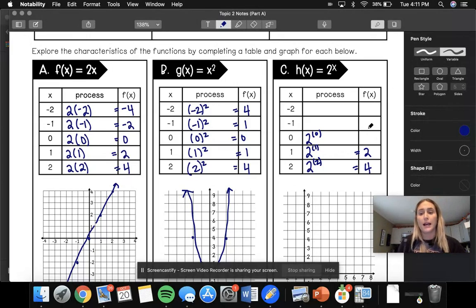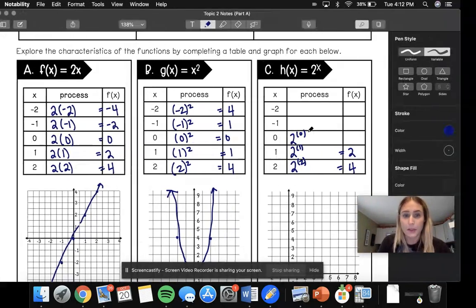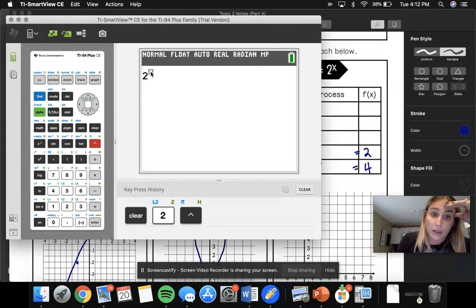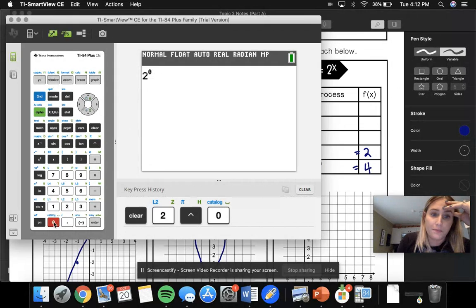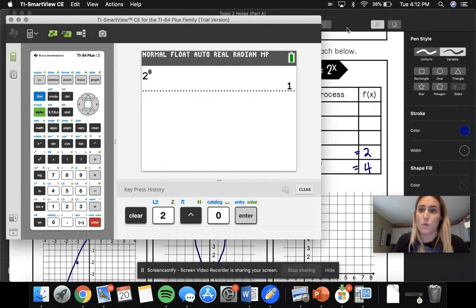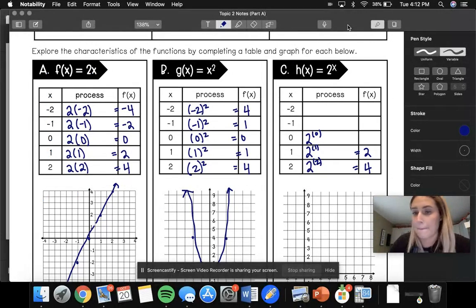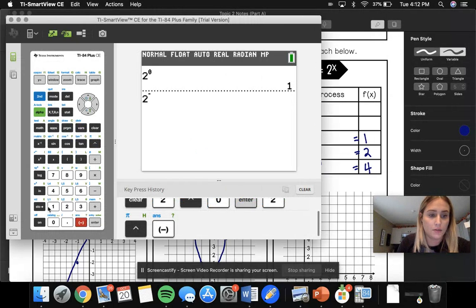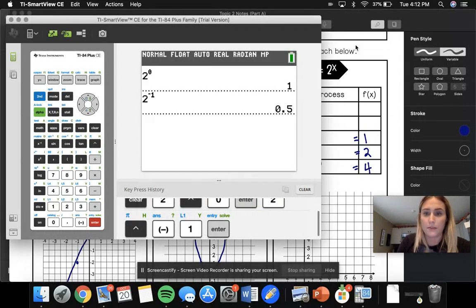Now, if we don't know what that is, we can type this into our calculator. So if we get our calculator and we want to do 2, we want to do an exponent. This little caret button is your exponent button, and it'll look like a little exponent. And we want to do the power of 0. We enter, and we get 1. Next, we want to do negative exponents. 2 to the power of negative 1. 2, little exponent, negative 1, which is 0.5.